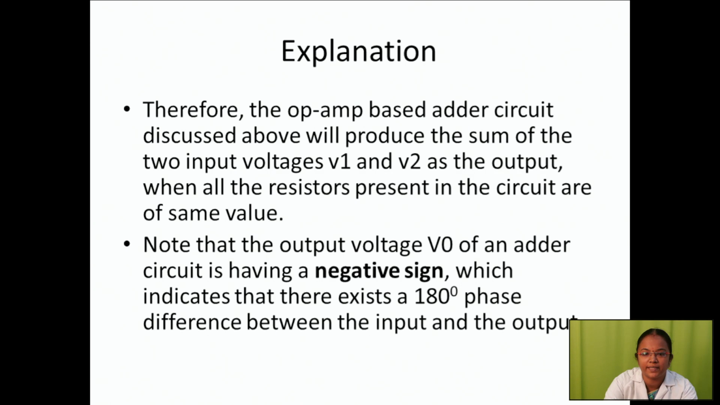So the op-amp based adder circuit discussed above produces a sum of the two input voltages V1 and V2 as the output when all the resistors present in the circuit have the same value. The output voltage V0 of an adder has a negative sign, which indicates that there exists a 180-degree phase shift difference between input and output.